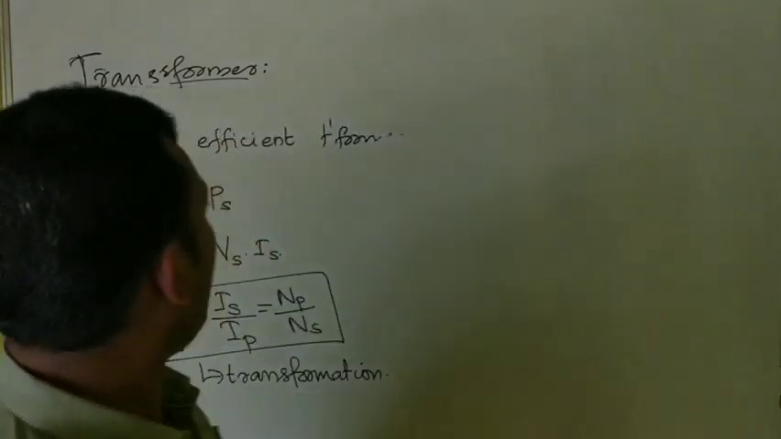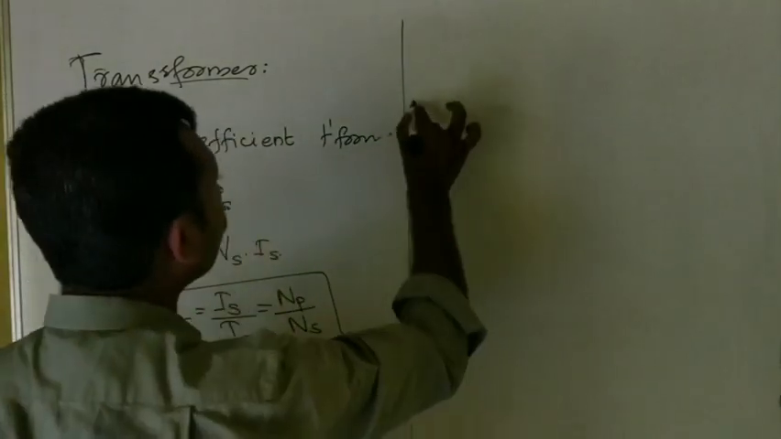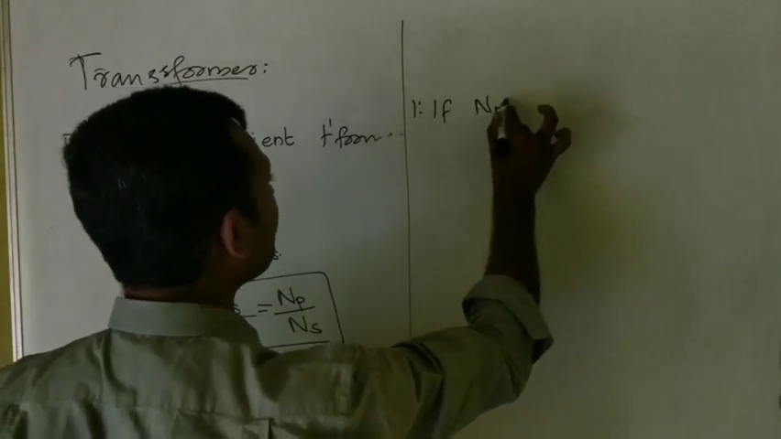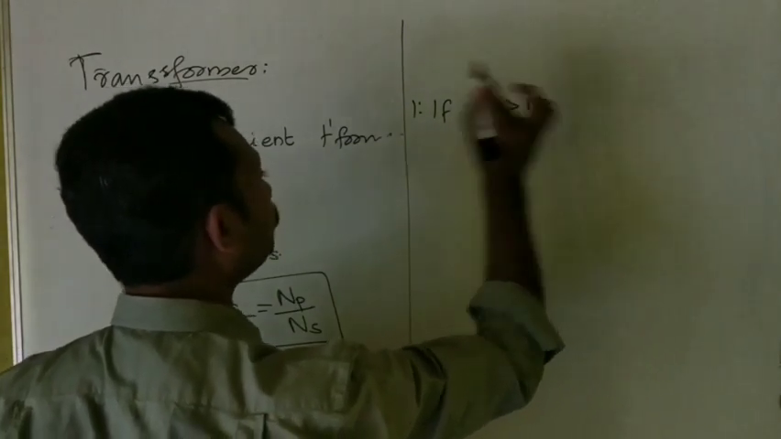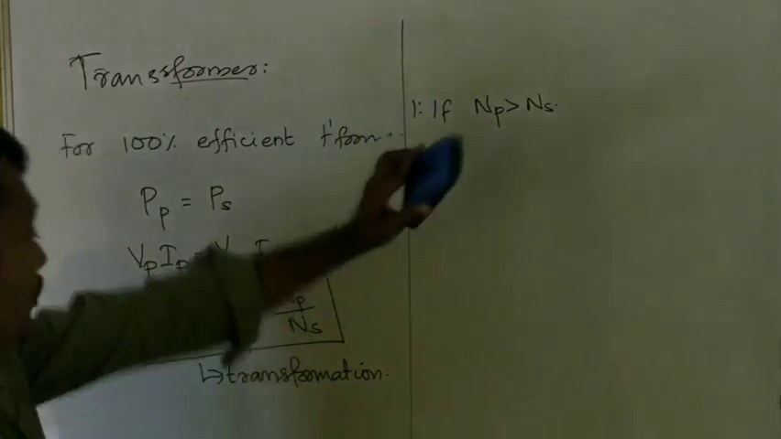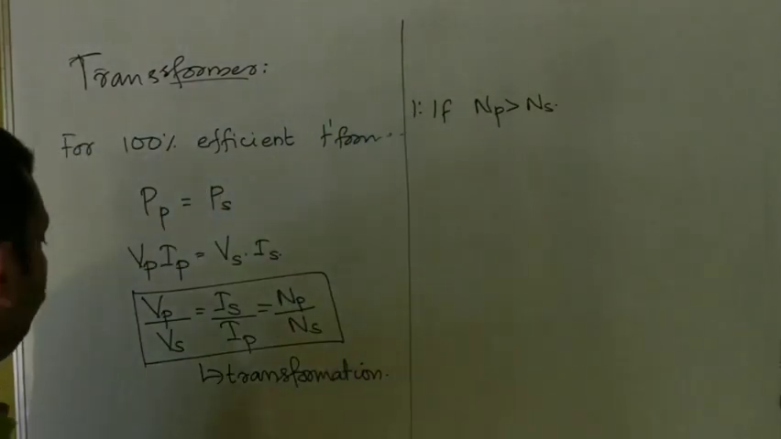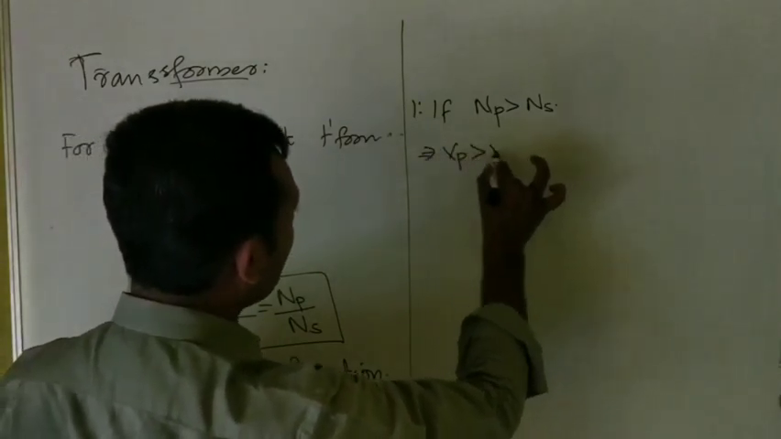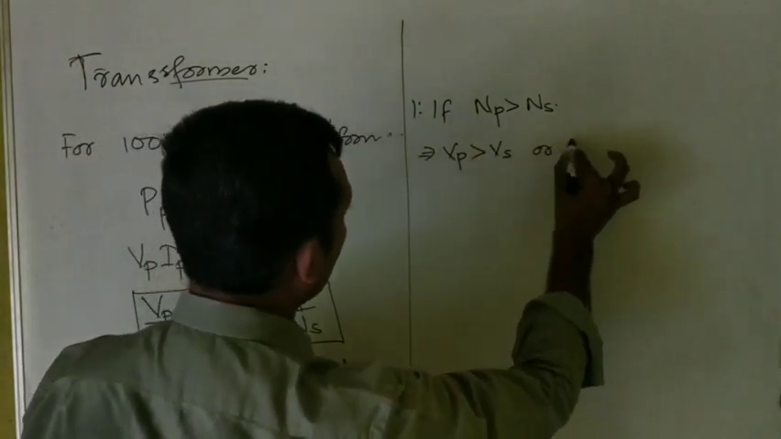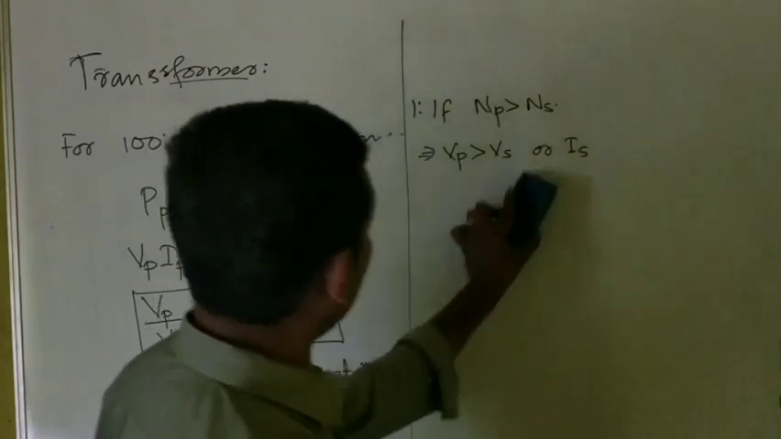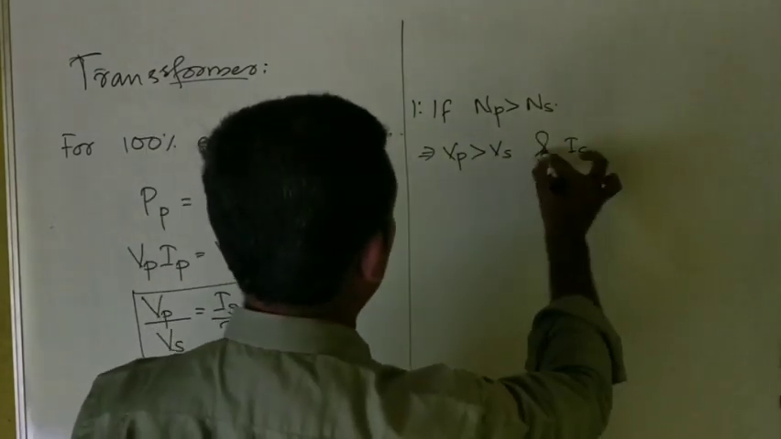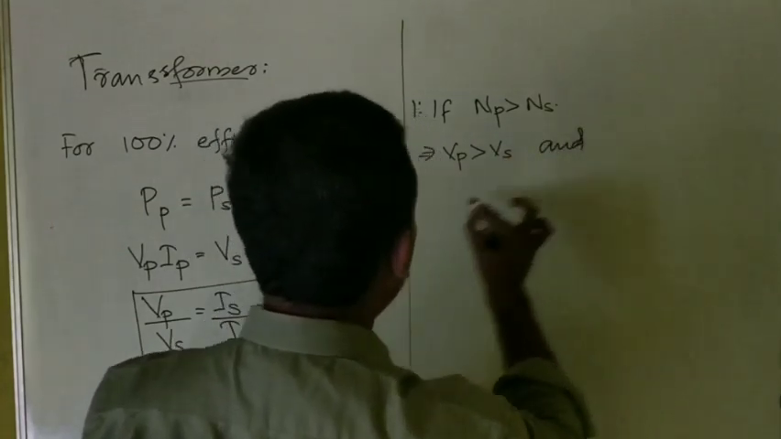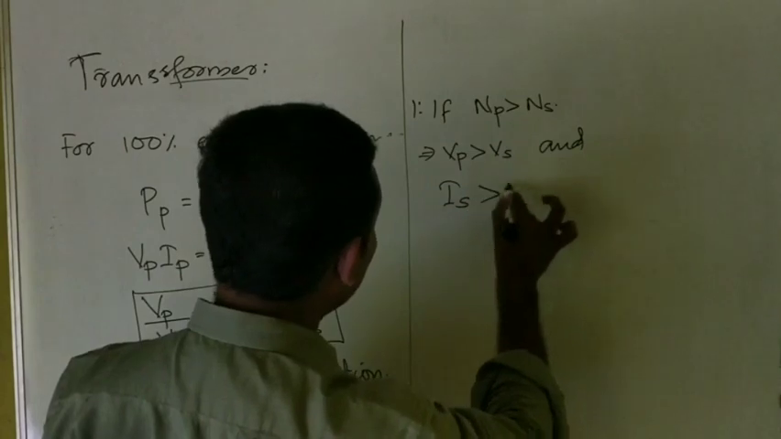Now, case 1: if Np is greater than Ns, which implies Vp is greater than Vs, and Is is greater than Ip.